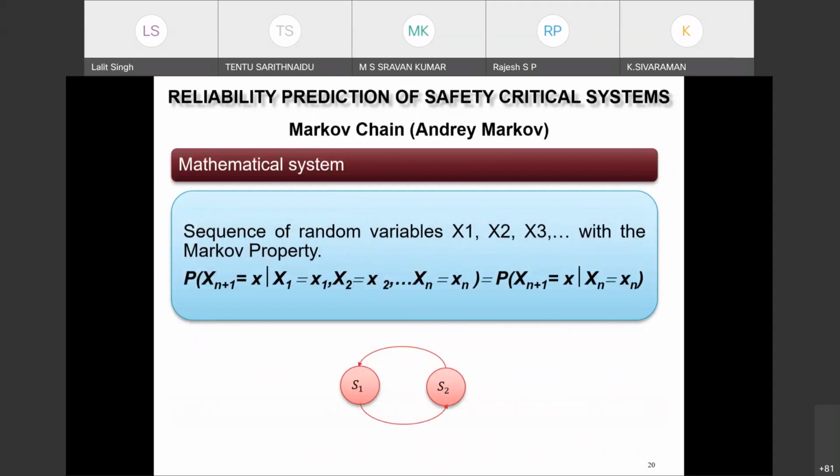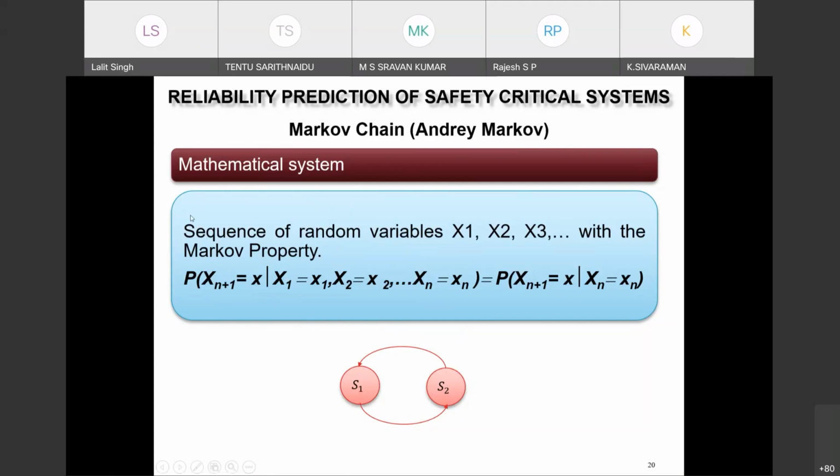Now let us see some of the mathematical concepts of the Markov chain, which we were talking about. The representation of the Markov chain can be seen in this figure, where I have shown a system that contains only two states, S1 and S2, and it can transit from S1 to S2 and S2 to S1. States are represented by circles, and transitions are represented by arcs.